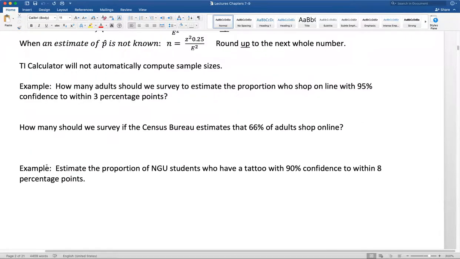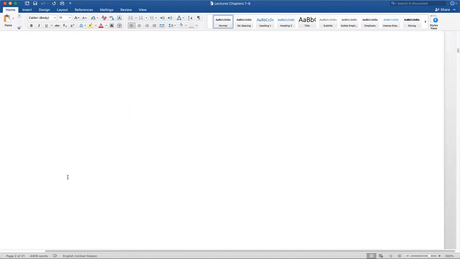Yeah. So next example, estimate the population proportion of NG students who have tattoos with 90% confidence to within 8 percentage points. Okay. So 90% confidence level is given, and then 8 percentage points. So that's the margin of error. Okay. And then the problem doesn't give us the p hat, so we assume that p hat is 0.5.